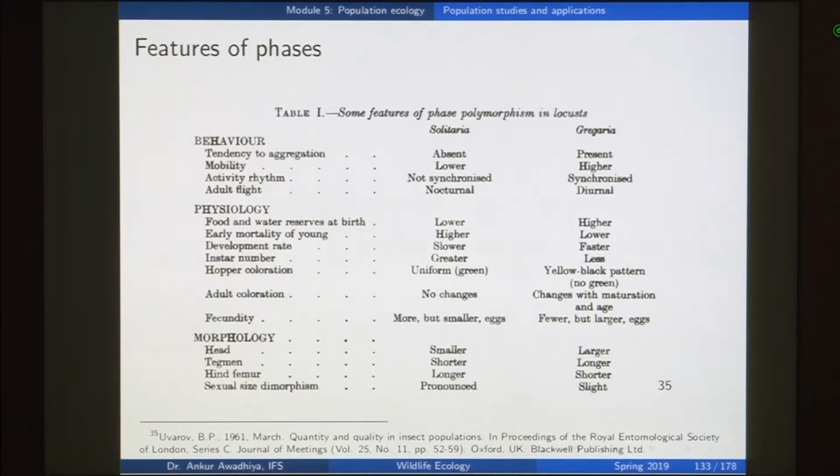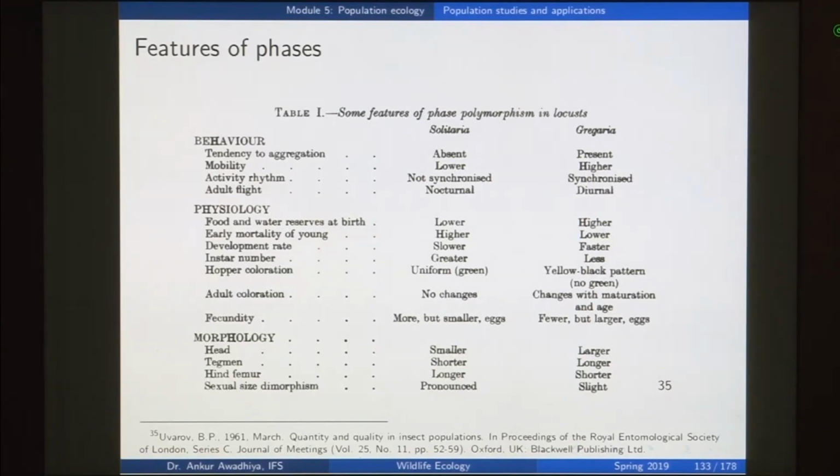Then if we look at the adult flight, the solitary phase flies at night, the gregarious phase flies in the daytime. So, you can see that there are huge differences between the solitary and the gregarious phases of the same species.